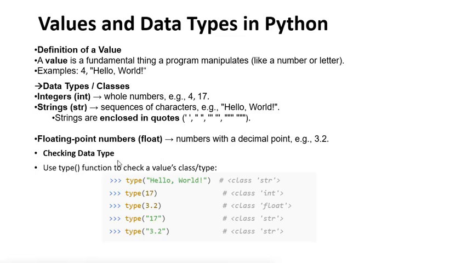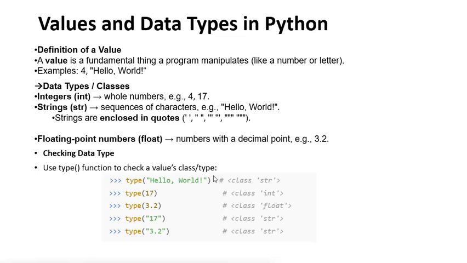Checking the data type. Let us see which data comes under which data type. Let us understand. Type hello world. It is string data type. And type 17. Here it is a whole number. That's why it is integer, int.